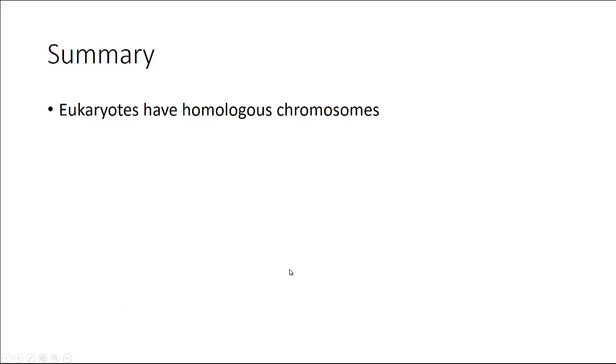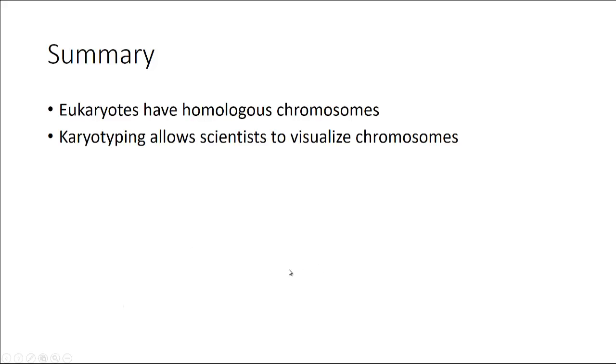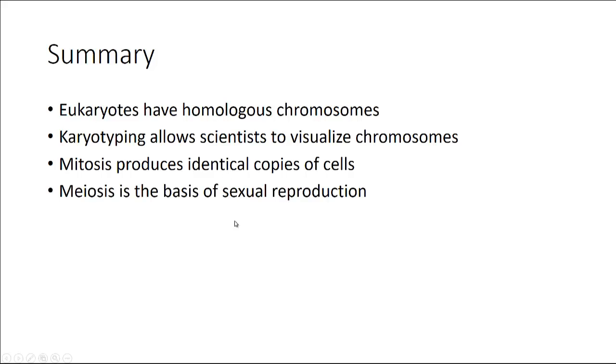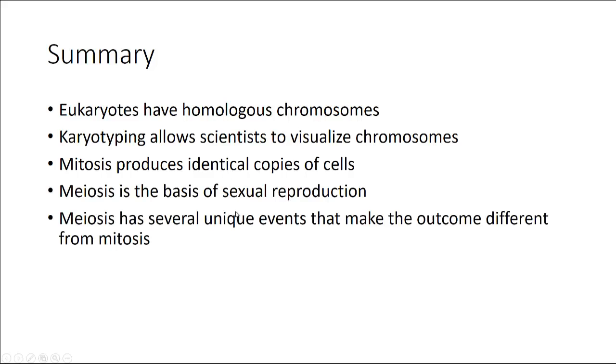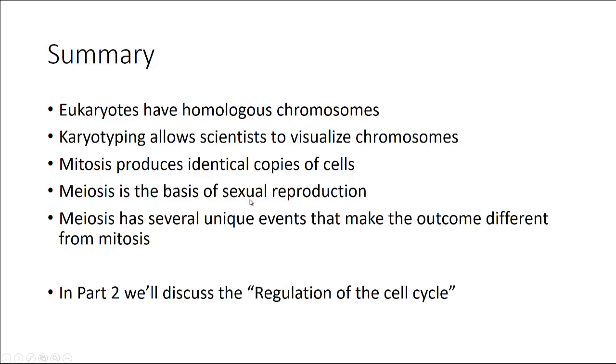So to summarize though, eukaryotes have homologous chromosomes. Karyotyping allows scientists to visualize chromosomes. That was actually from the last video, that got misplaced. But mitosis produces identical copies. Meiosis is the basis of sexual reproduction. We have unique events in meiosis. And ultimately, those are the main things we wanted to summarize there.